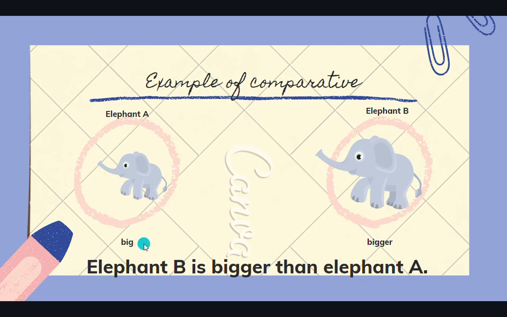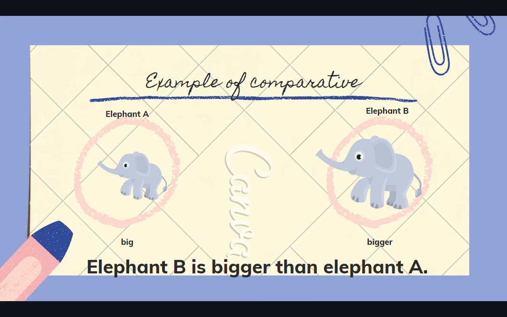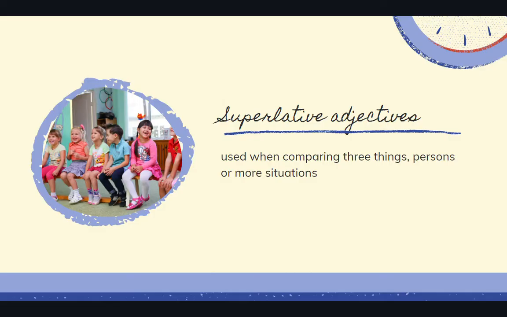If you use it in a sentence, it will be like elephant B is bigger than elephant A. Gajah B lebih besar daripada gajah A. Okay? Elephant B is bigger than elephant A. Do you understand now what is comparative? And you still remember what is comparative adjective that I have taught you earlier? Very good. Okay. Now let's get into superlative.